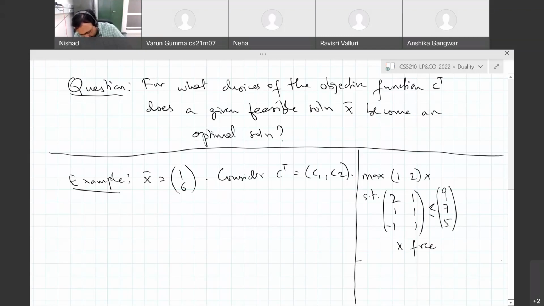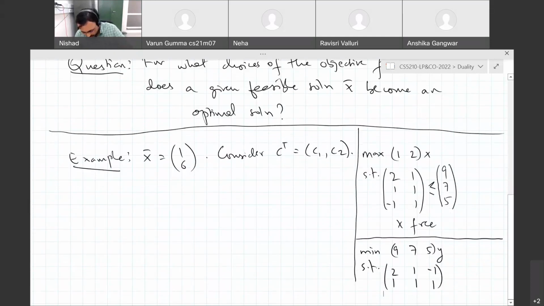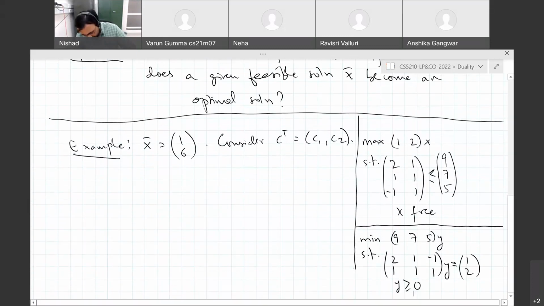And what is the dual of this going to be? It's going to be minimize 9, 7, 5 y, subject to the matrix 2, 1, minus 1, 1, 1, 1, y equals 1, 2, and the y's are going to be non-negative. Okay.